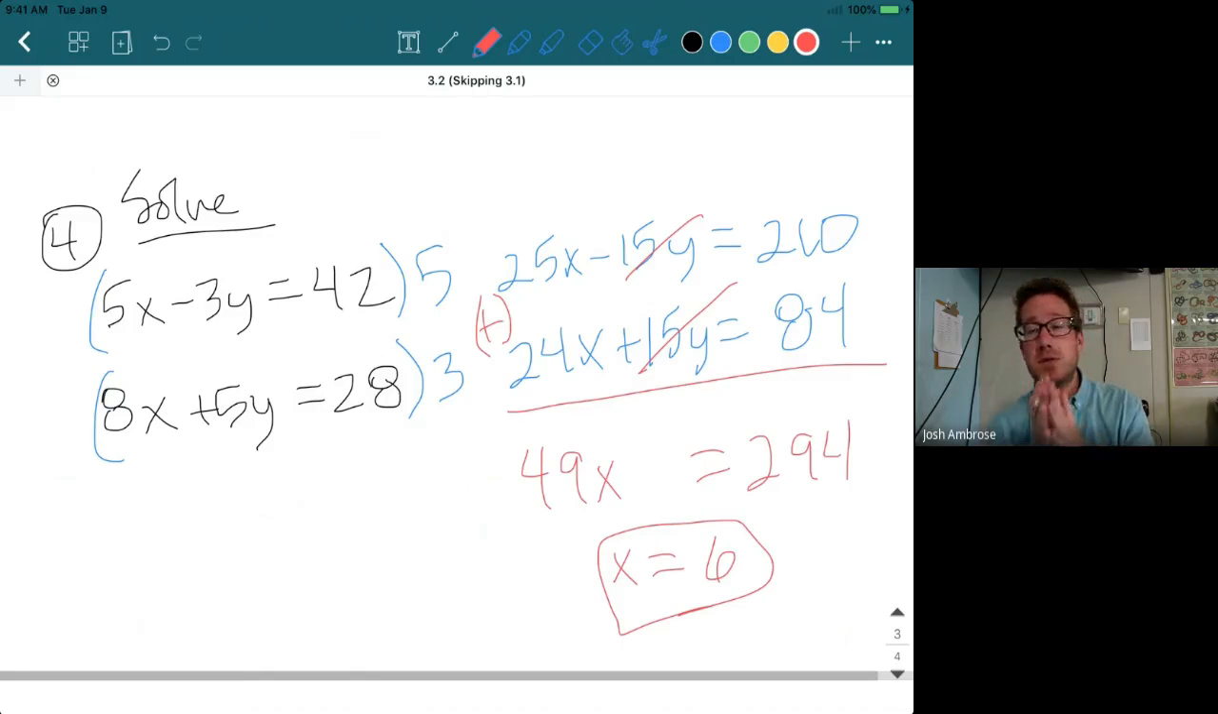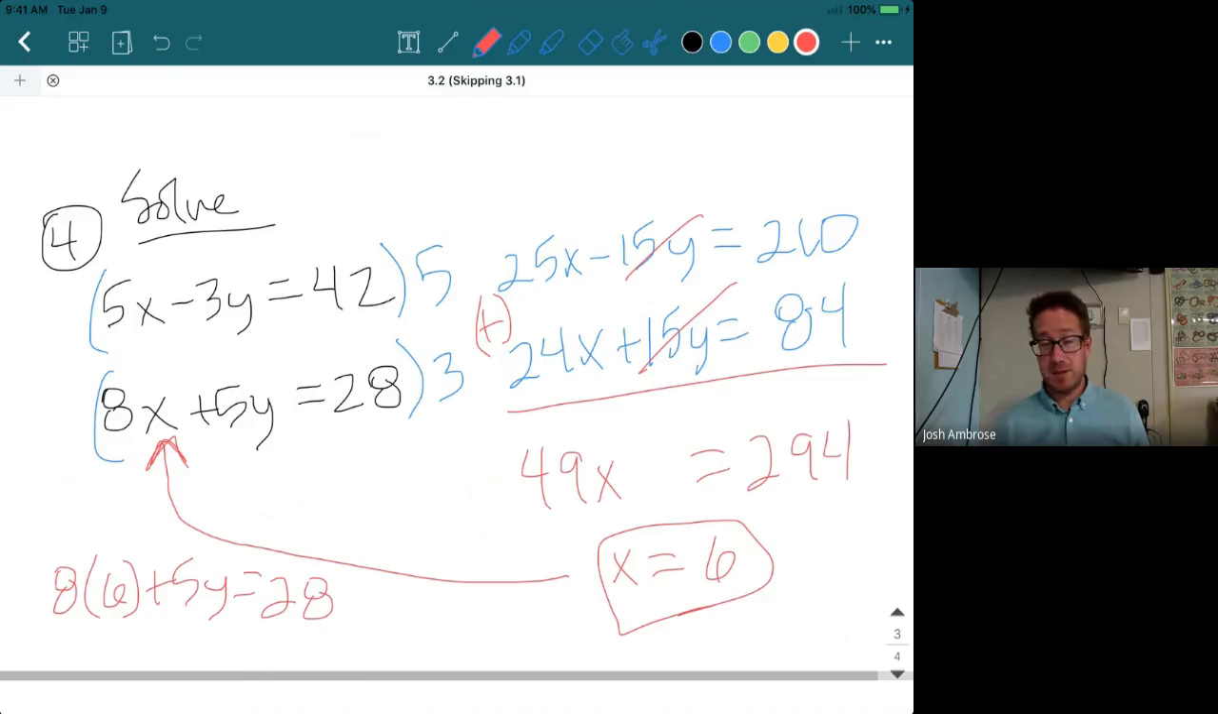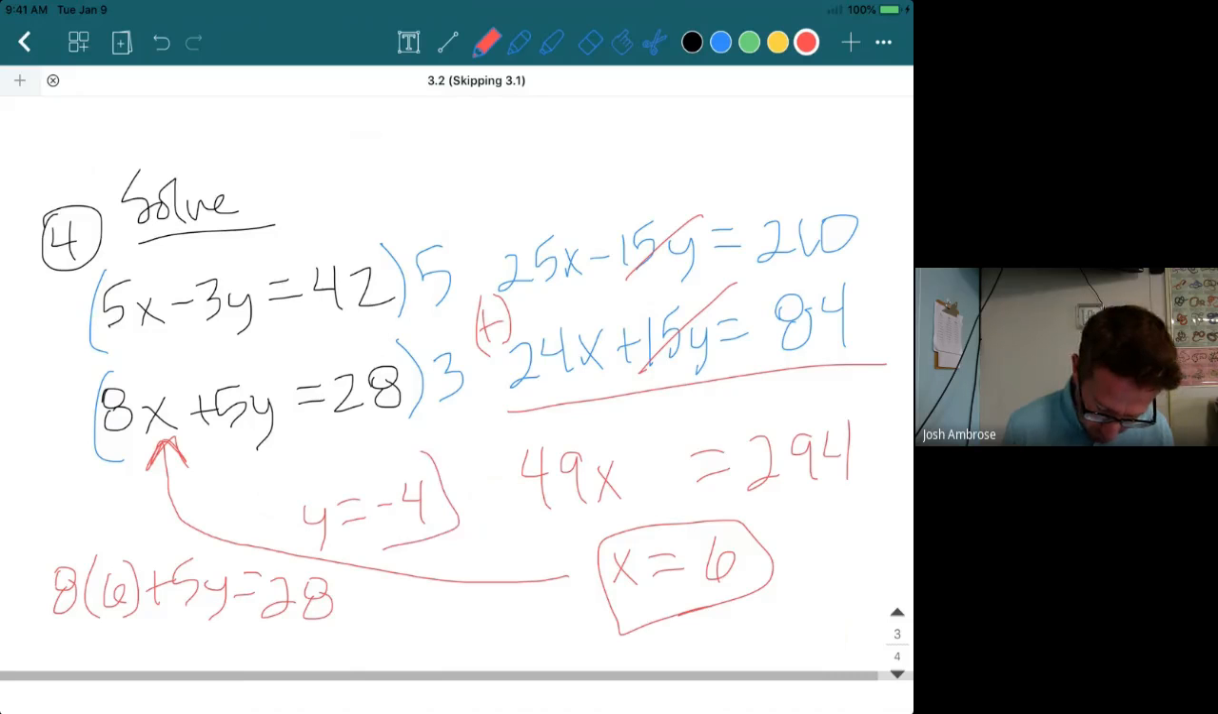All right. Now, here's where you can use the original equations. You do not have to use the 25x, 15y, 210 equation. You could simply take this value right here and plug it in right there back in the original equation. So that would be 8 parentheses 6 plus 5y equals 28. All right, go through the necessary steps to solve that, and you would get y equals -4. All right, don't forget those steps. You do 8 times 6, then subtract, then divide by 5. Everything works out perfectly there.